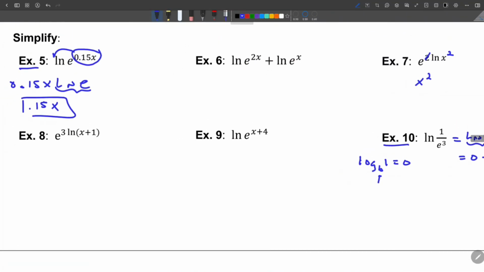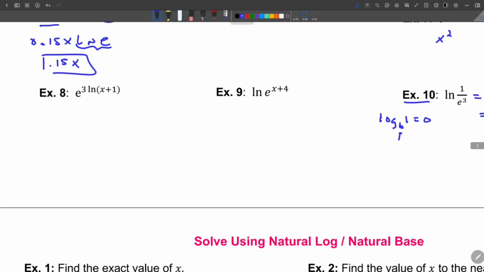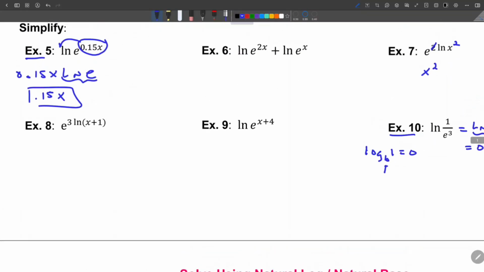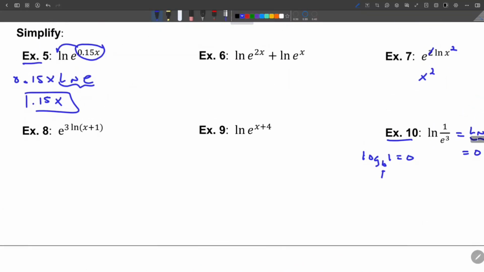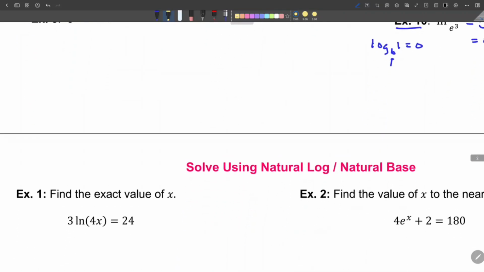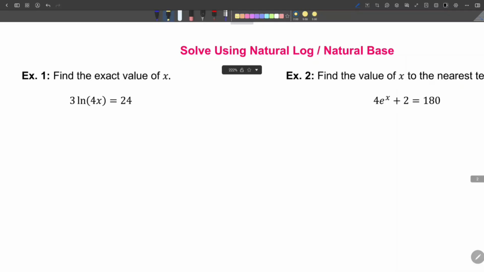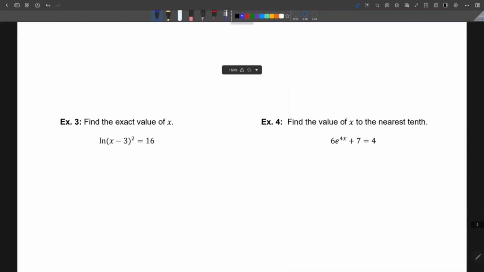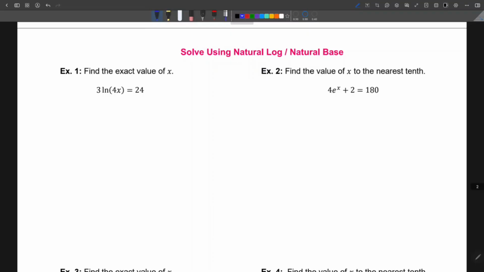You guys can do these other problems. Look at the notes, and some of them are really simple. Example 8 can be a little tricky; you have to take care of that 3. 6 and 9 are very straightforward. So we need to talk about some solving, and we don't have many solving problems here, and then we're done.